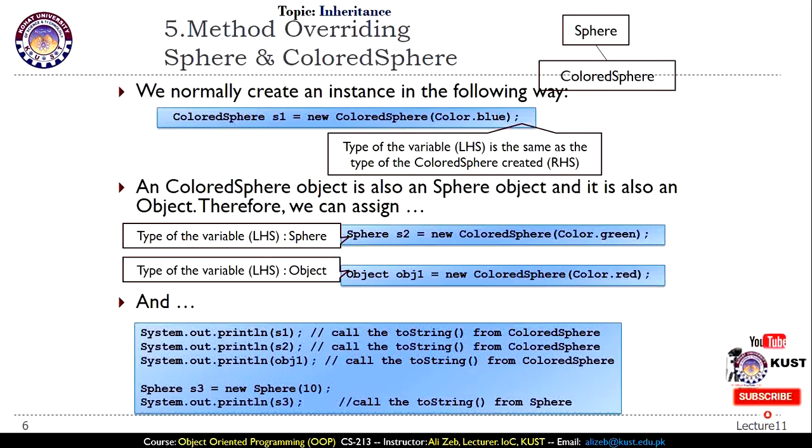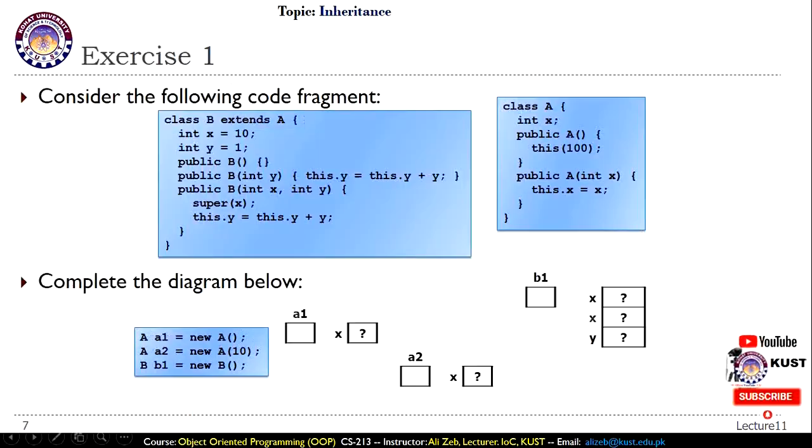And we should also know that, for example, there is a method that is exclusive to the subclass. For example, there is a method in the colored sphere class that is not present in the sphere class. Then we will not be able to call that method through the object of this superclass. We can only call that method through the object of the subclass, and we'll see this in the example as well.